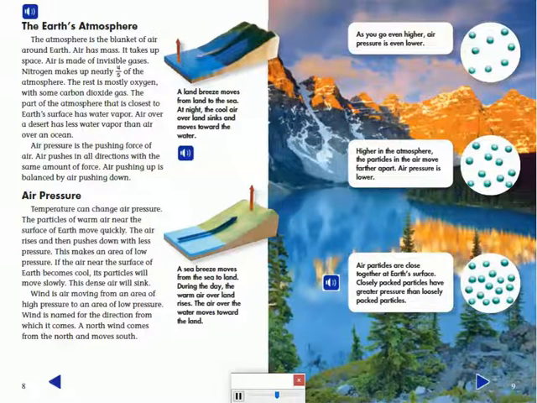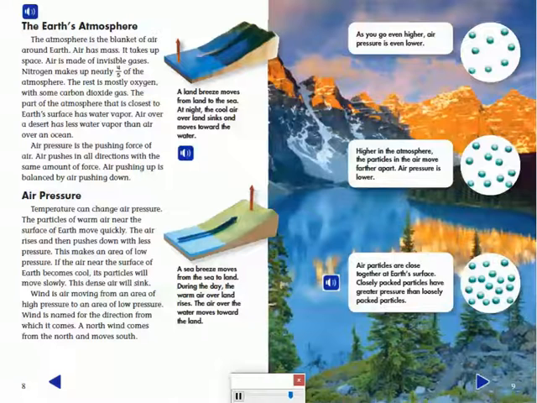Air pressure. Temperature can change air pressure. The particles of warm air near the surface of Earth move quickly. The air rises and then pushes down with less pressure. This makes an area of low pressure. If the air near the surface of Earth becomes cool, its particles will move slowly. This dense air will sink.